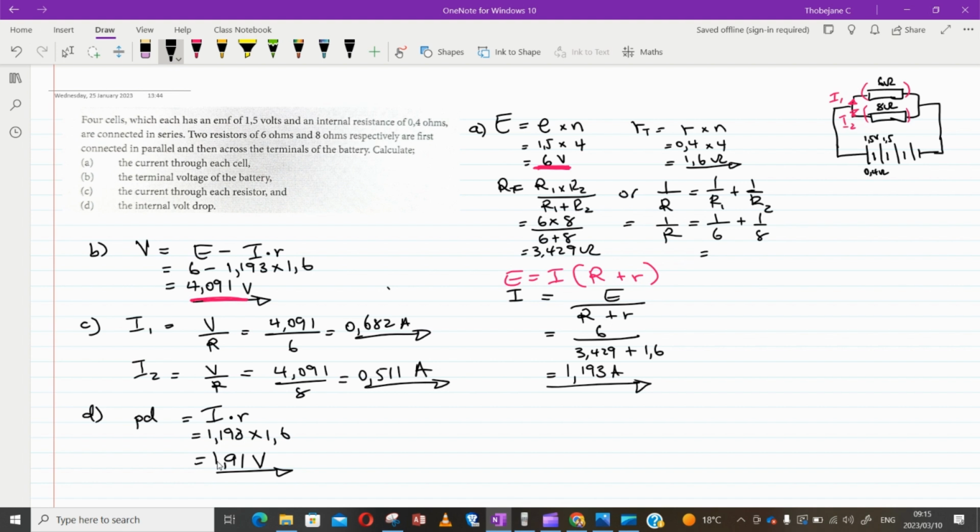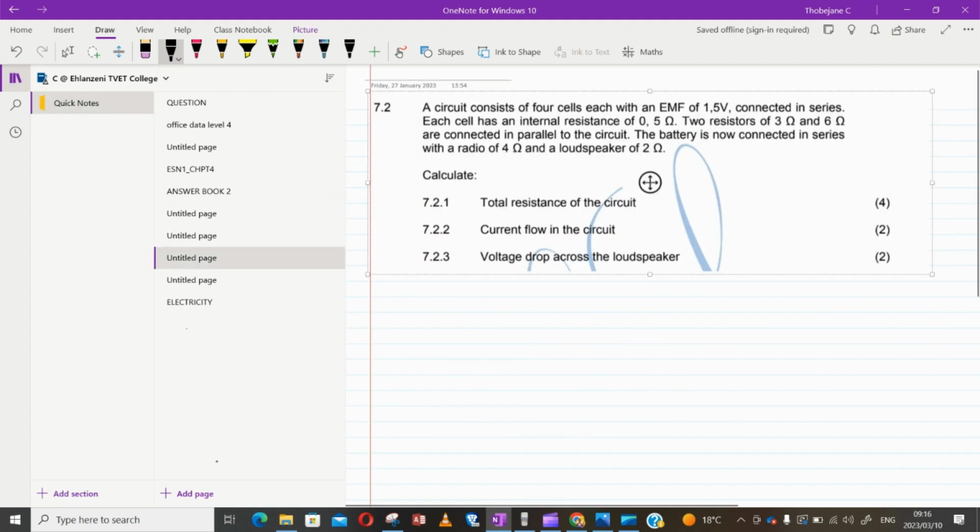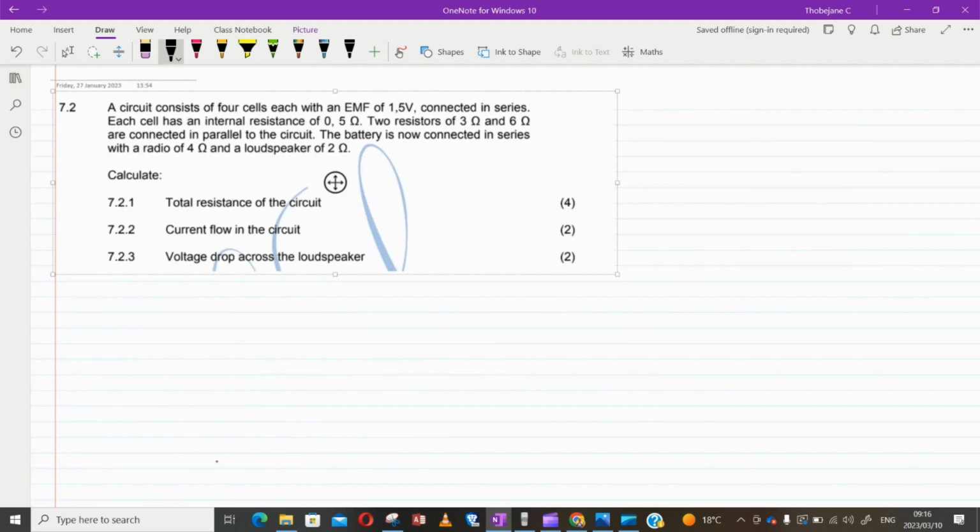I hope everything is clear and there's no blur in what we're doing here. This is basically how we would calculate our resistors, more particularly when your EMF is connected in series. Now, I want you to go and look at this question here. This is the question that you'll be doing on your own, and you're going to try to calculate whatever equations are given to you.